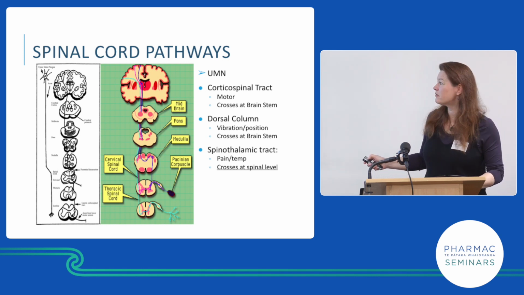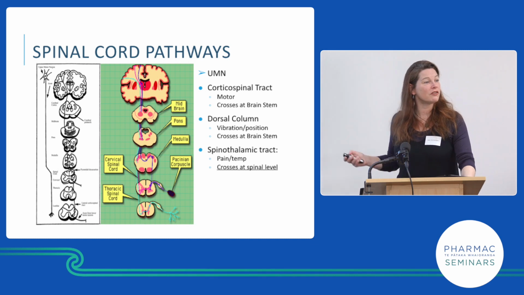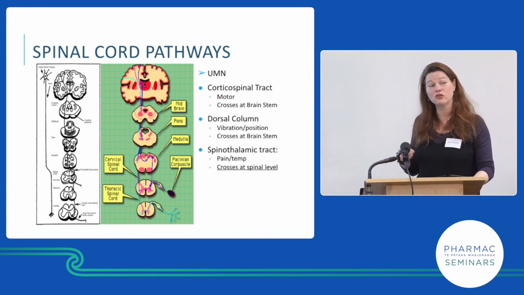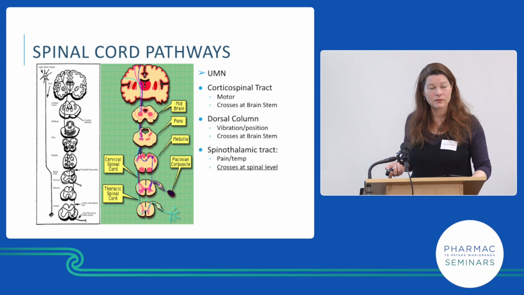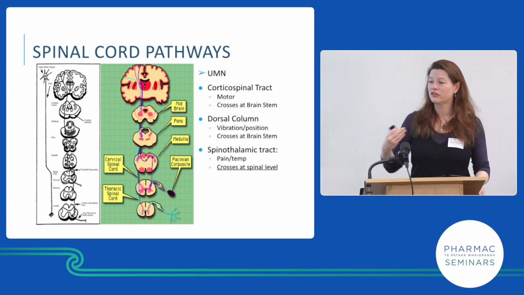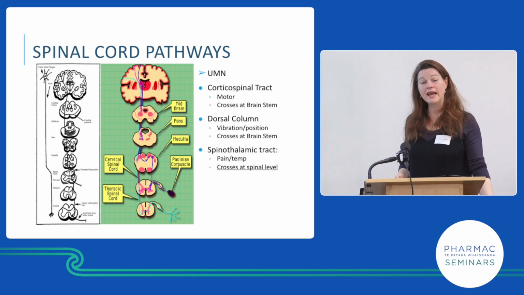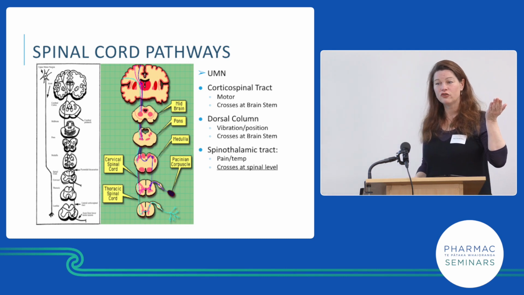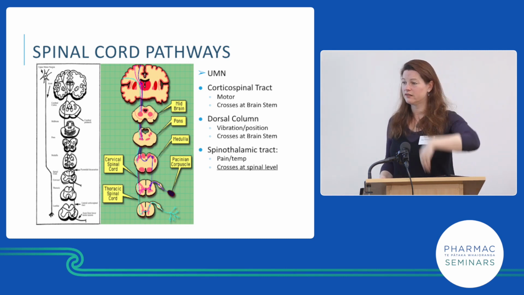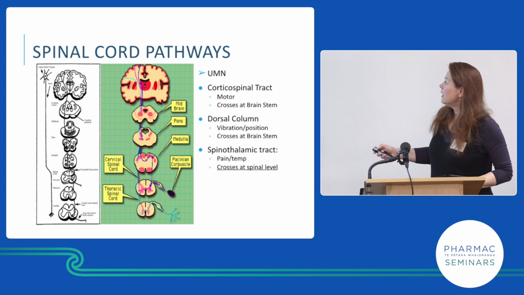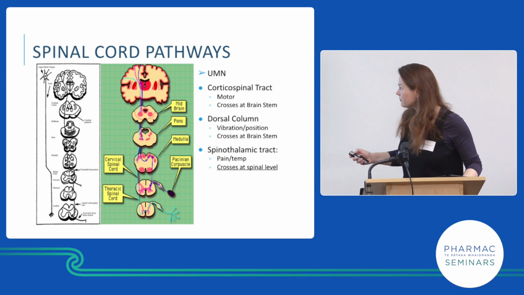So what travels on the spinothalamic tract because it goes to the thalamus? Sensory fibers. It gives signal to the thalamus. It's an ascending tract. Corticospinal is a descending tract, cortex to spine. The dorsal column is called dorsal column because it's a column-like structure in the back of the spine.